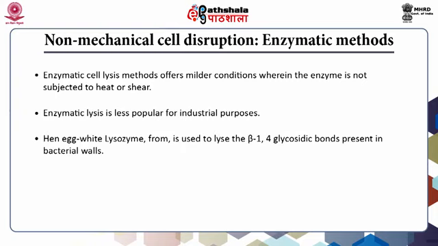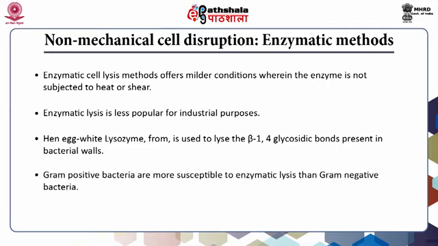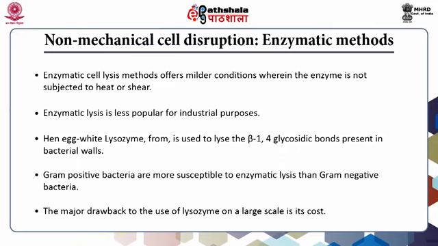Lysozyme, sourced from hen egg white, is often used to lyse the beta-1,4 glycosidic bond present in the mucopeptide of the bacterial walls. Gram-positive bacteria are more susceptible to enzymatic lysis than gram-negative bacteria. The major drawback to the use of lysozyme on a large scale is its cost, yet hen egg white lysozyme is the only lytic enzyme available commercially as of now.